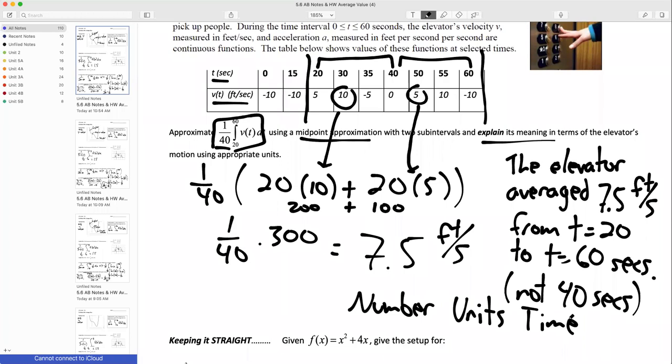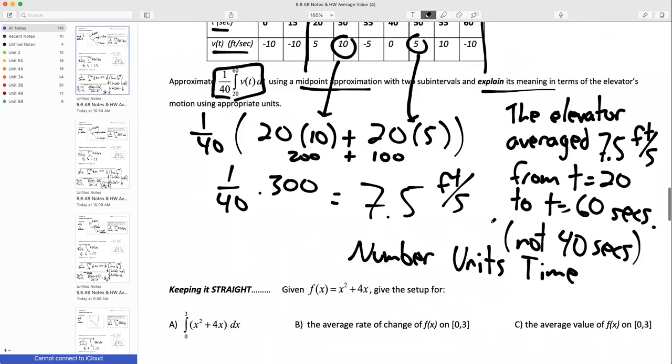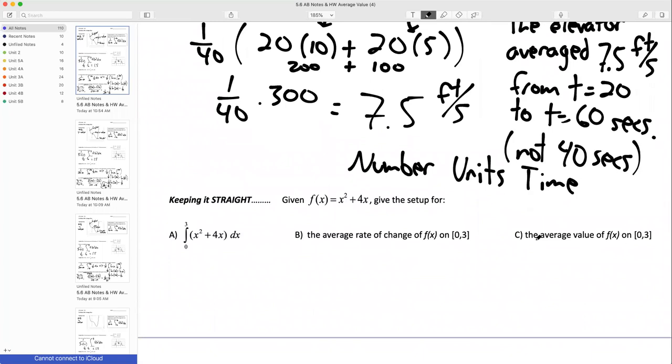So, very last thing we're going to do here. Just a little quick summary and review. Keeping it straight. Given that we have a function, f of x is x squared plus 4x, give the setup for the following. I have the integral from 0 to 3 of x squared plus 4x dx. So here I integrate 1/3 x cubed plus 2x squared. And then I evaluate from 0 to 3. And I would plug in my bounds and then subtract those two things.